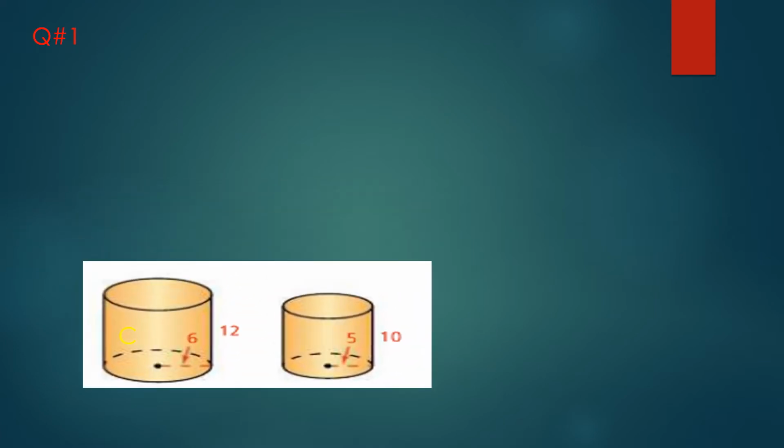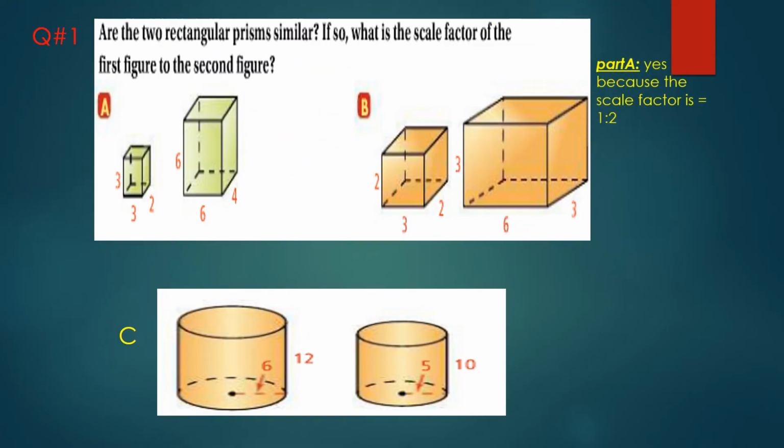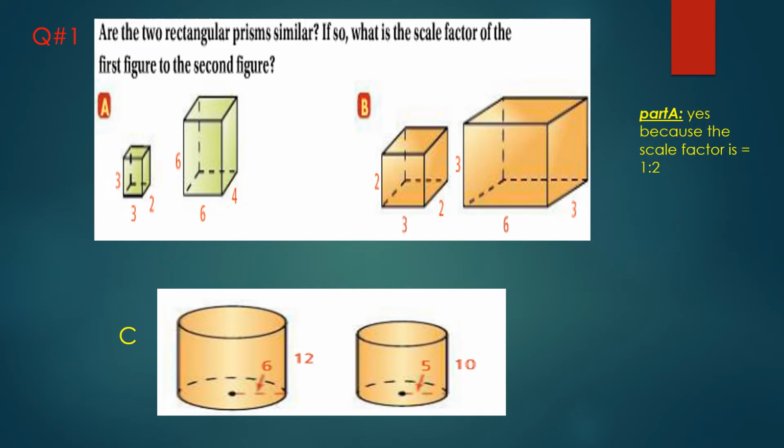After understanding the surface area ratio and the volume ratio, let's see some examples using the fact that the surface area ratio is A squared to B squared and the volume ratio is A cubed to B cubed. In this question, are the two rectangular prisms similar? If so, what is the scale factor of the first figure to the second figure?